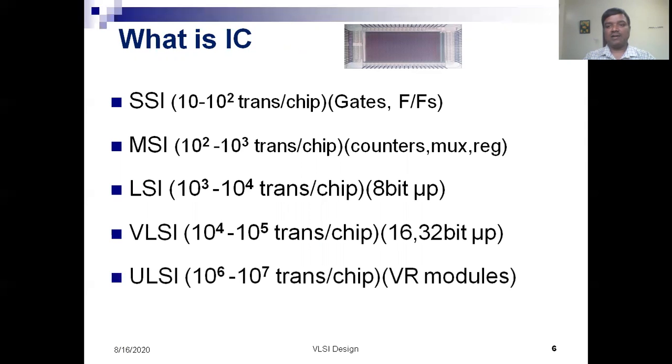Next we have ultra large scale integration, that is up to 10 power 7 transistors per chip. That is, we have virtual reality modules. These are used in present VR modules and AI, artificial intelligence, and VR are the latest technologies. They are used in all the technologies. Next, we have GSI, giga scale integration, which has greater than 10 power 7 transistors per chip.